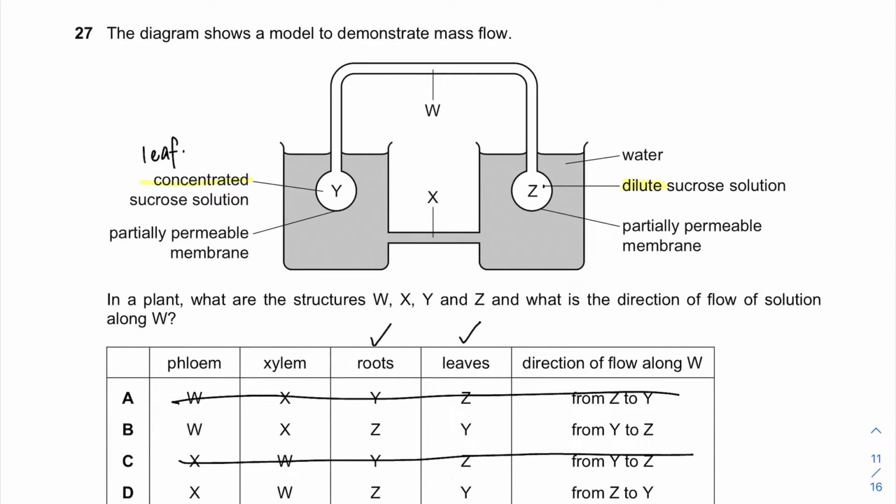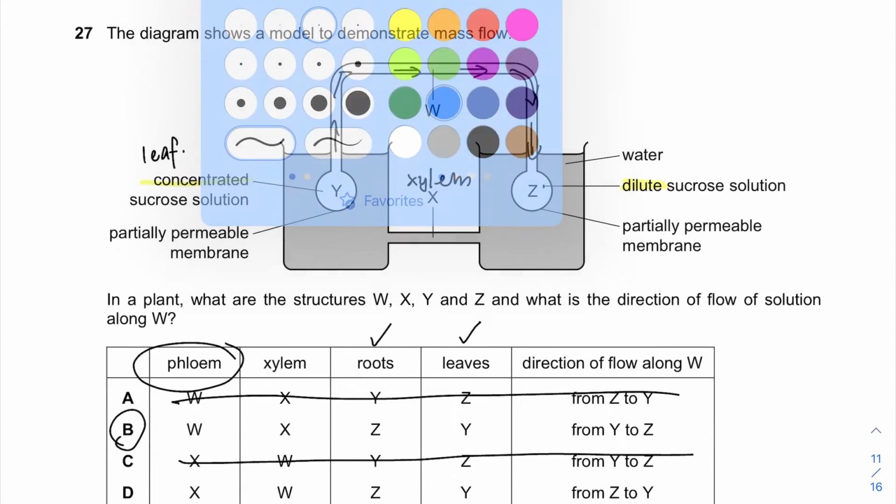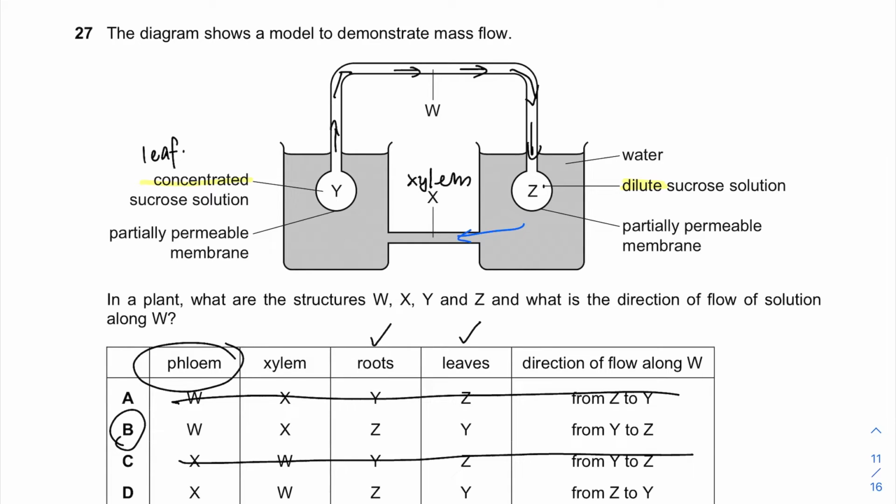Sucrose travels through the phloem, so phloem would definitely be where the sucrose travels. So W would be phloem. And movement of water is through xylem. Therefore, xylem is X. Direction of flow along W would be from Y to Z, because we are looking at the movement of sucrose. If it's movement of water, then definitely it is from dilute to concentrated sucrose solution.